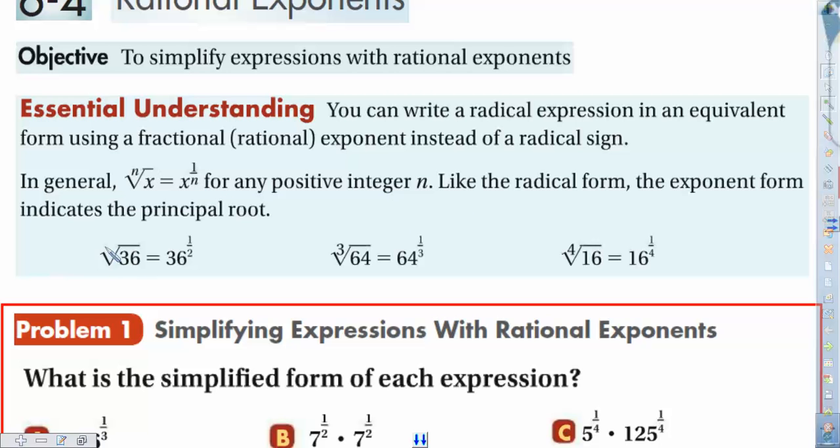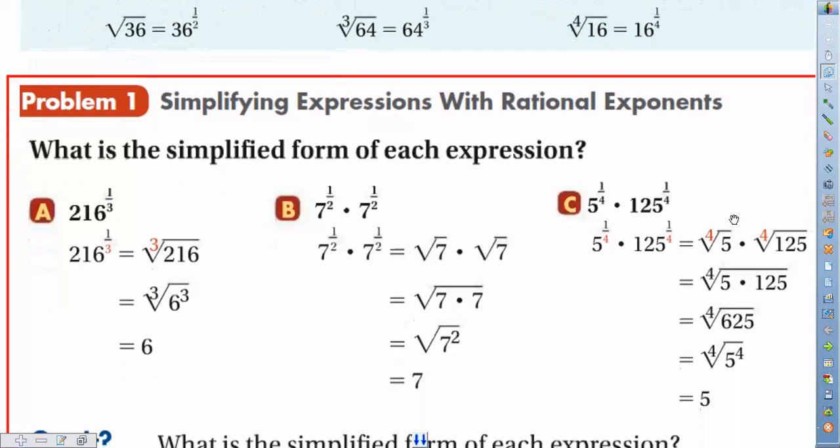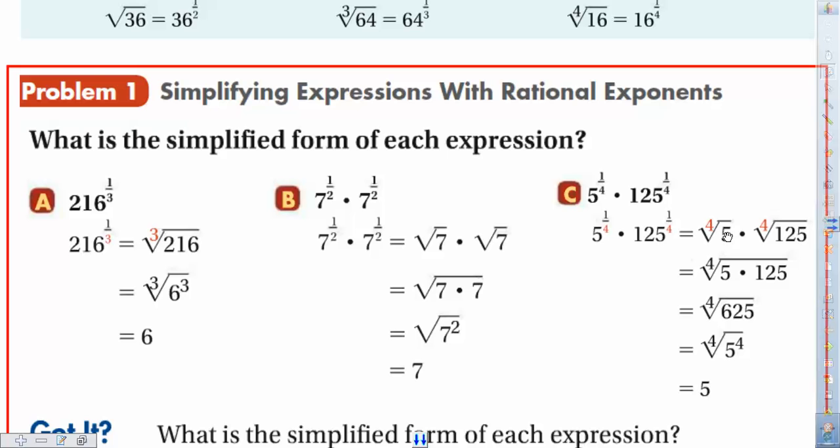So if I want to take a square root, that would be 36 to the 1/2. If I want to do a cube root, it'd be 64 to the 1/3. If I want to do a 4th root of 16, it'd be 16 to the 1/4. And there you have a couple of examples right down here. If I want to take 216 and raise it to the 1/3 power, that is essentially the same as taking the cube root of 216. The calculator can get you down to there: that's 6.